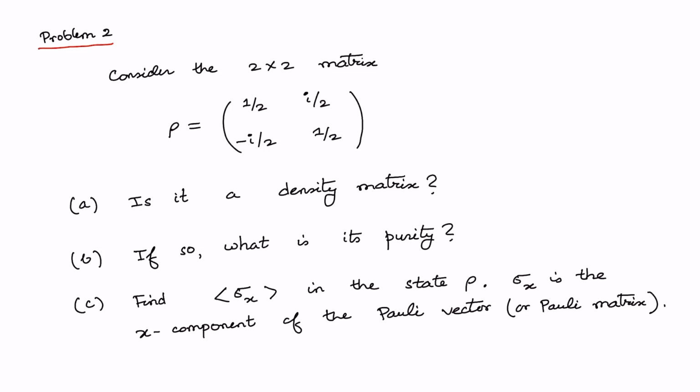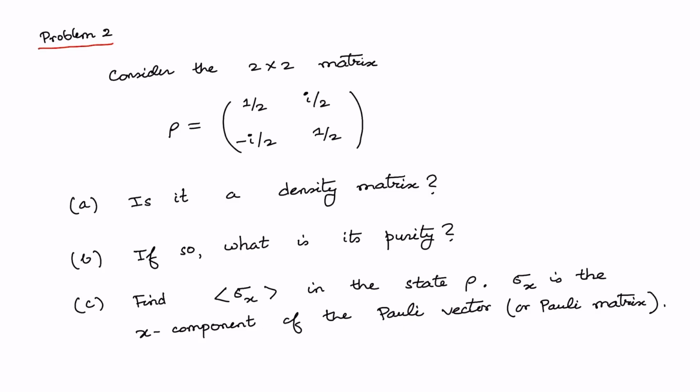1/2 and 1/2 are the diagonal elements, and i/2 and -i/2 are the off-diagonal elements. The first part of the question is: is it a density matrix? Second question is, if so, what is its purity? And thirdly, find the expectation value of sigma x in the state rho.